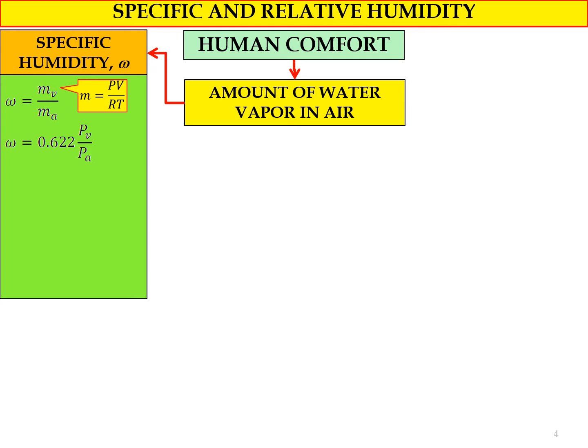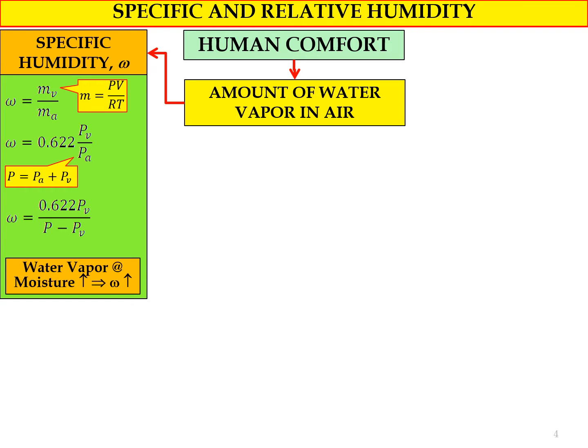And omega we also can calculate from the pressure of the dry air and also the pressure of the water vapor. And we know that the pressure of the air is equal to Pa, which is the pressure of the dry air, plus the pressure of the water vapor. And we can rearrange this equation to be something like this. And it is the amount of water vapor in the dry air, in the air, and we also call it the moisture content. Whenever the moisture content is higher, omega also will be higher.